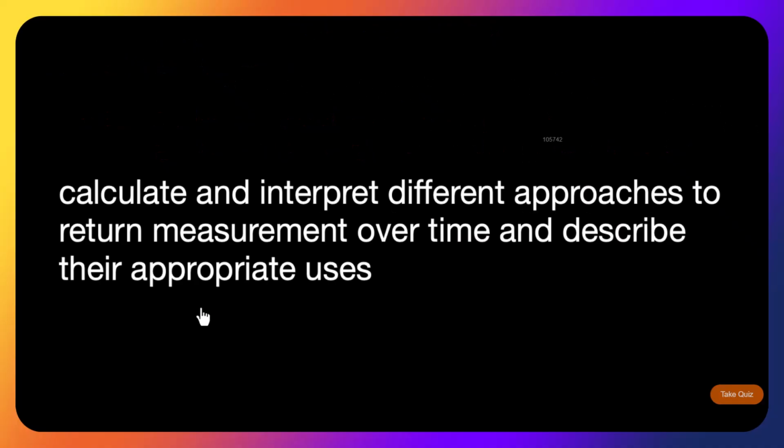Next learning objective: calculate and interpret different approaches to return measurement over time and describe their appropriate uses. Let me draw your attention to something that I want you to start paying attention to. Look at the keywords. We have a calculate. Calculate and interpret. CFAI sticks very closely to the keywords in the learning objective, which means if they were going to test you on this particular learning objective, it will involve some form of calculating or some form of interpreting.